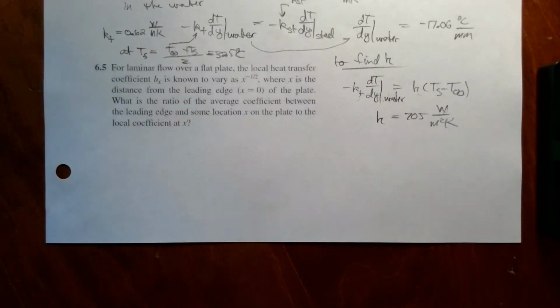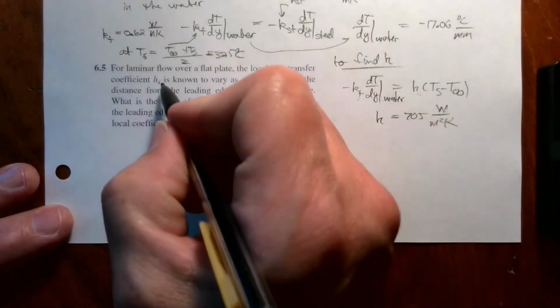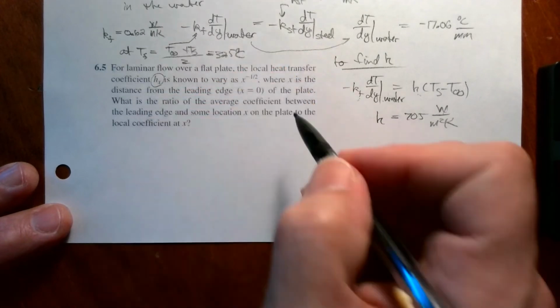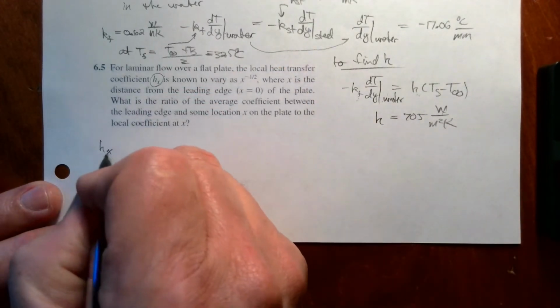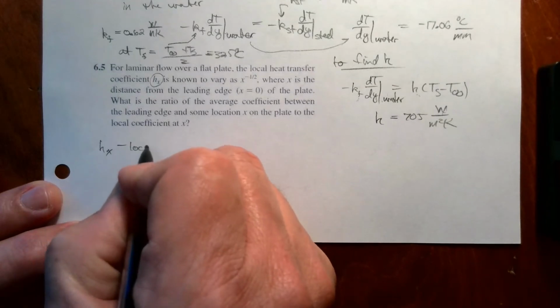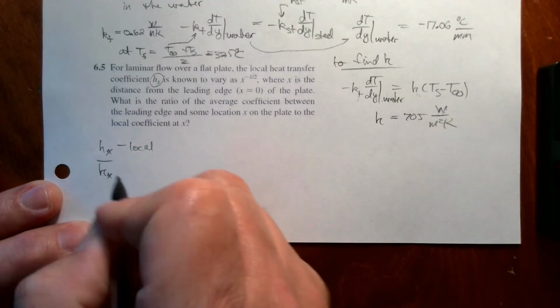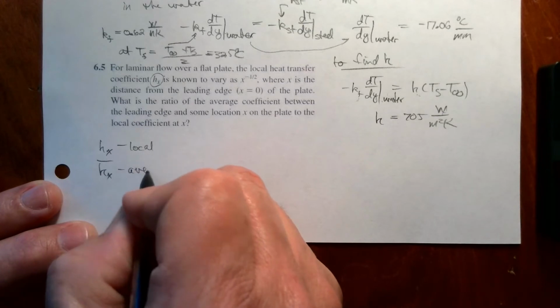Okay, number 5. Laminar flow over flat plate, the local heat transfer coefficient h. So this is how they distinguish h bar from h as a function of x. So they'll say h sub x is the local value. They'll put a bar over it to be the average value.